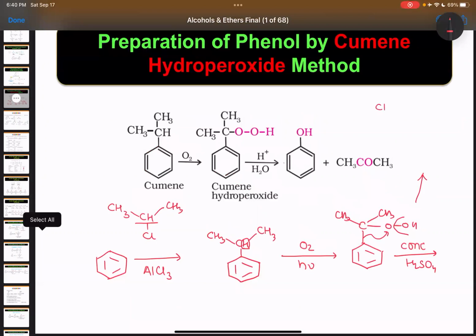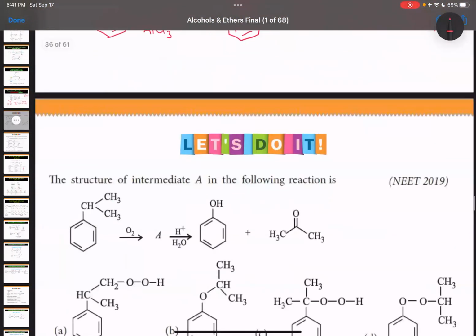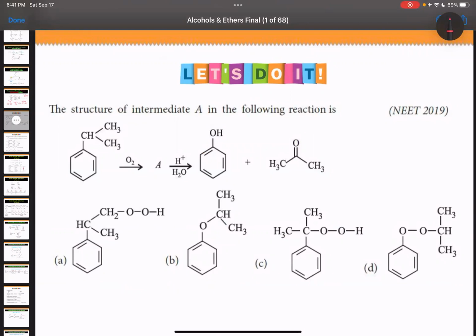Right? Yes, sir. Then water comes and joins in again, and this compound breaks into phenol and acetone. This is phenol and that one is acetone, right? Yes. Clear? So you get phenol and acetone. Acetone is a byproduct. That is asked in most JEE and NEET questions. This is a very, very common thing.